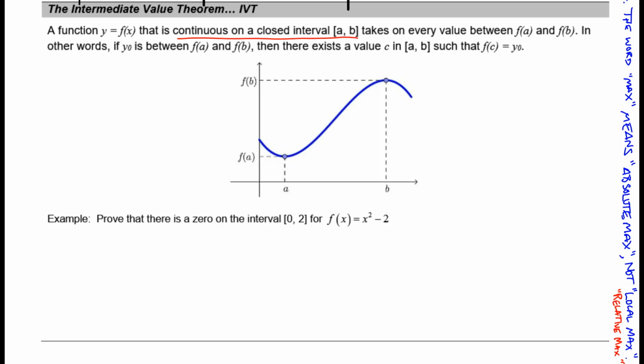So let's take a look at what we have here. So I have a graph of a continuous function on the closed interval from a to b. So notice those are closed points. Those are included in the interval.